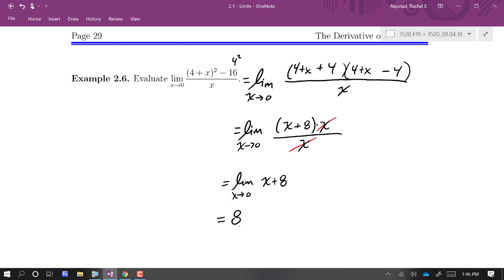This is how you want to approach these limits, the ones we evaluate analytically like this. If it's something that makes you divide by 0, you're hoping that you're going to do enough algebra and eventually be able to cancel out that problem factor. If I didn't end up with a factor of x, the limit doesn't exist. It means it would actually blow up. It would approach infinity or negative infinity.